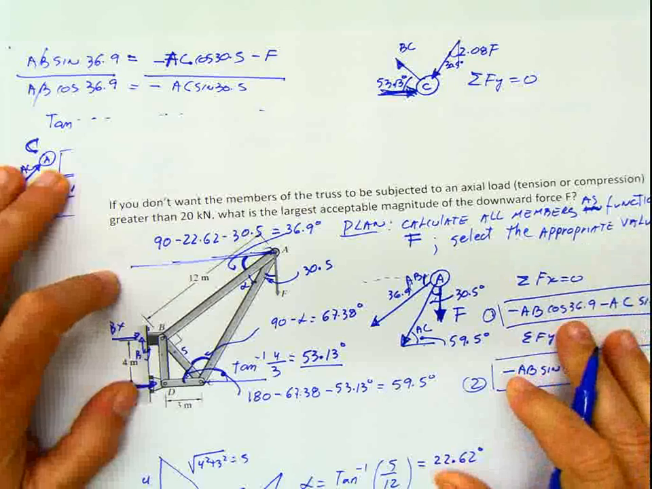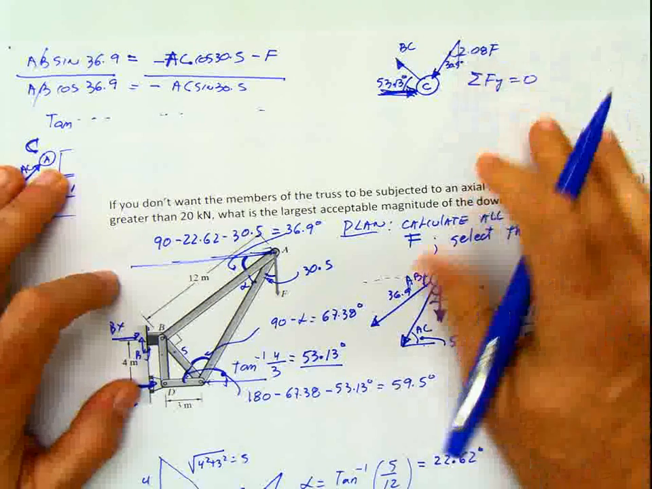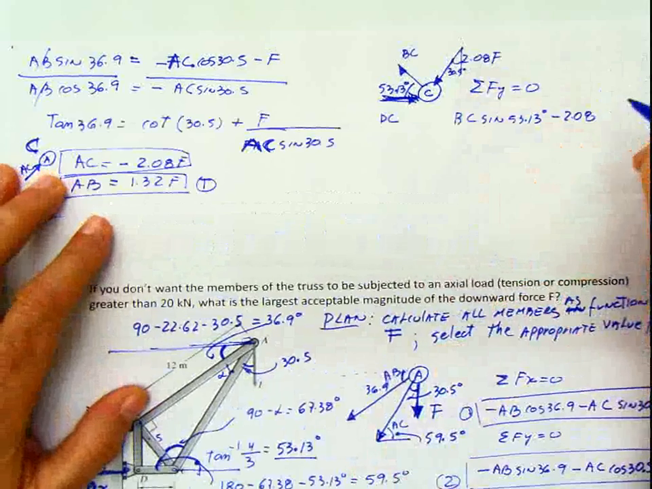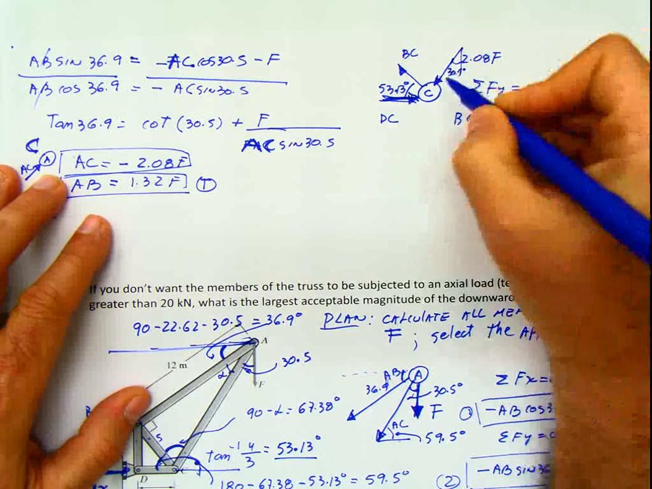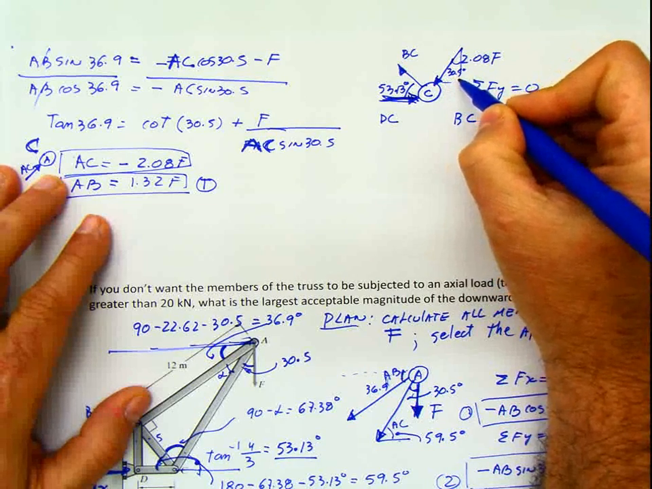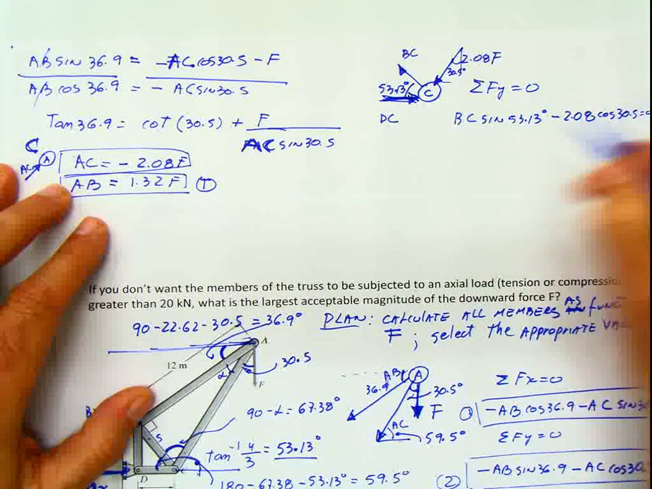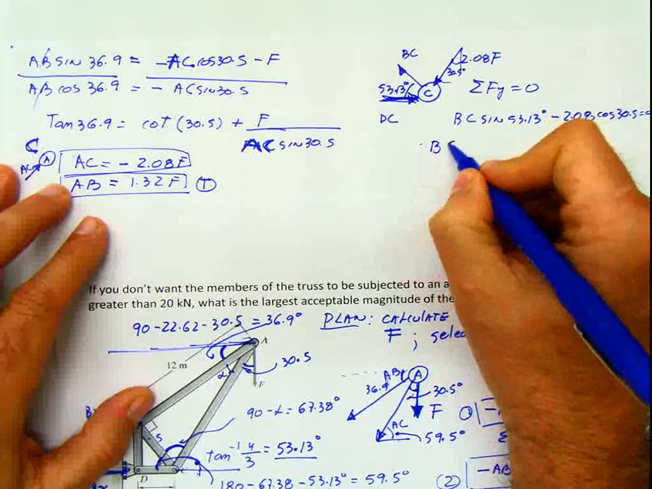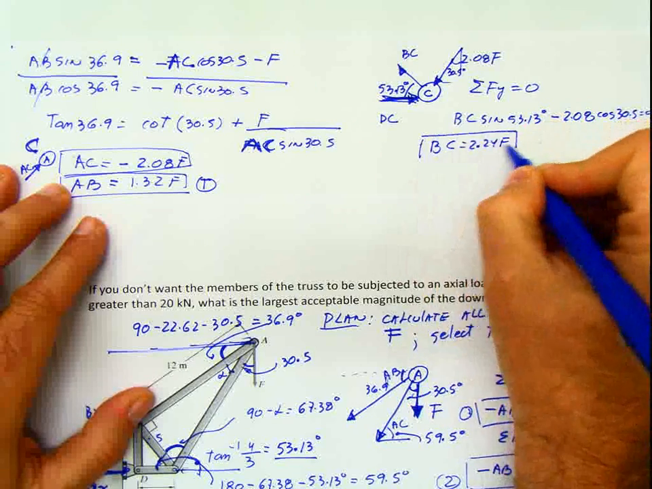We calculated at 30.5 degrees, or we can use also this one if you want to, but I'm going to use this one. So it's going to be cosine of 30.5 equals 0. If I use this one, this is going to be 59.5, and then it's going to be sine, not cosine. And then I can solve here for BC, and BC is 2.24F, and it's positive.